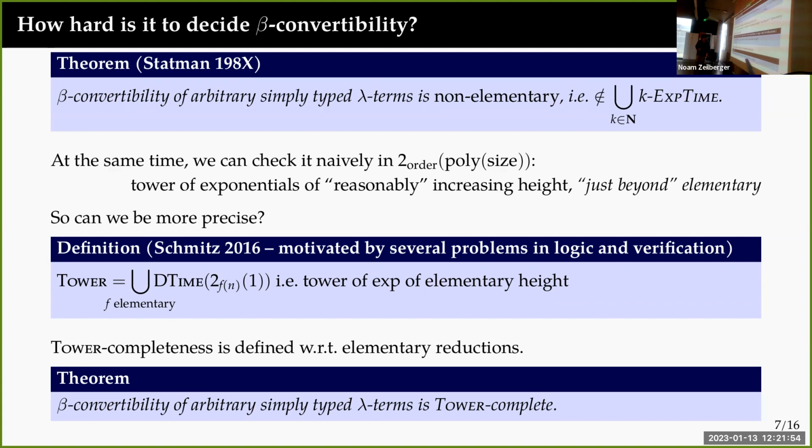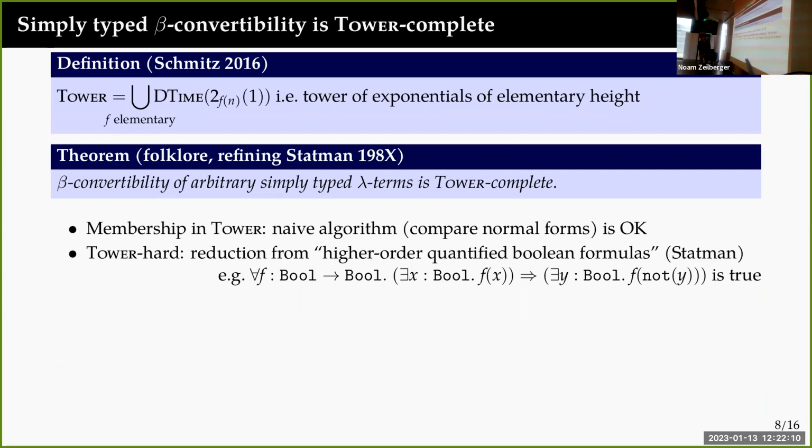But the theorem, which you can get if you read Statman's result with the modern literature in mind, is that beta convertibility of arbitrary simply typed lambda terms is tower complete. So why is that? Membership in tower, as I said, you just take this naive algorithm where you normalize with any strategy and then you compare the normal forms. And the tower hardness part is interesting.